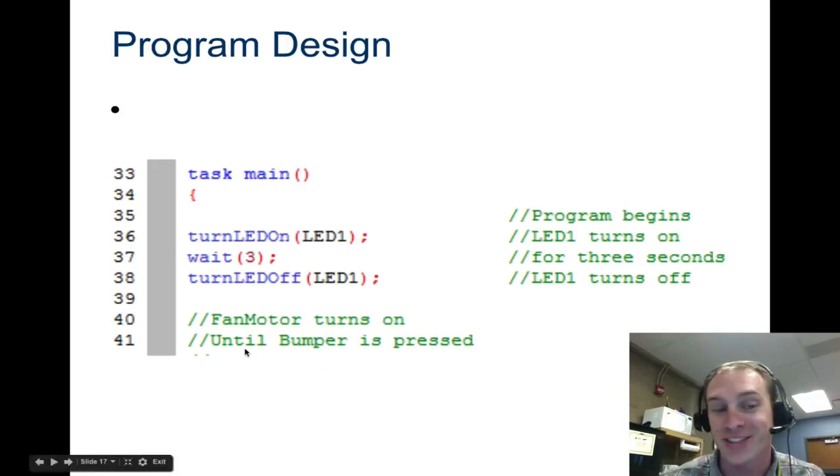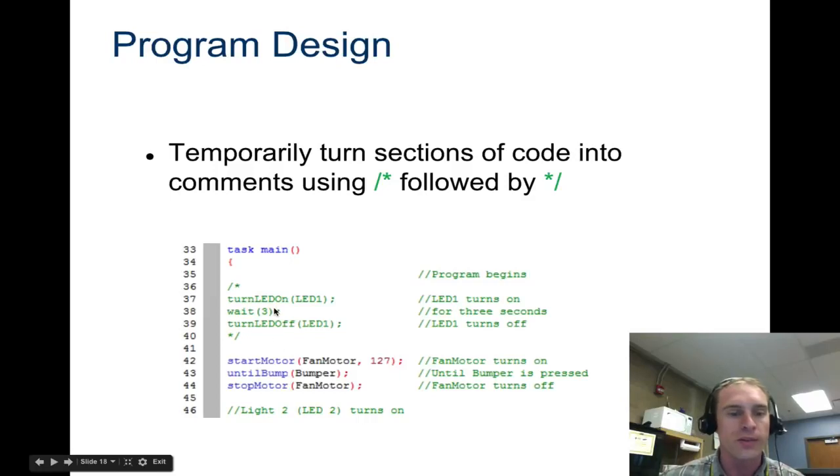Did you say because it has 2 slashes? Because you're right. So this is not red. So really we're commenting out everything else except for this, just so we can see if that first part of the code works. Turn LED on, wait 3 seconds, turn it off. So once we know that works, then you can comment that out.